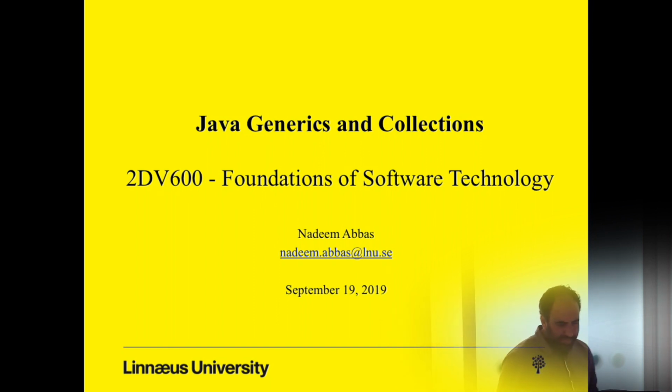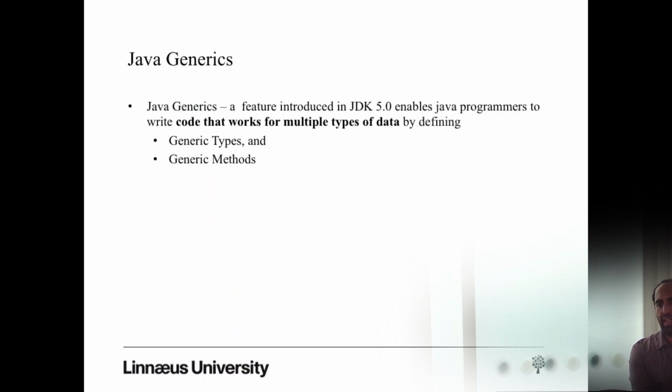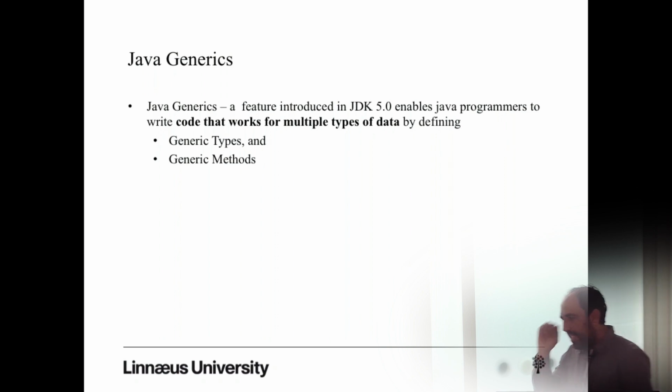So yeah, the first slide is just the agenda, and I have already talked about what we are going to do in today's lecture. As I said, Java generics enable Java developers to write code that can work with a number of different data types. And this feature was introduced, I think, in Java 5.